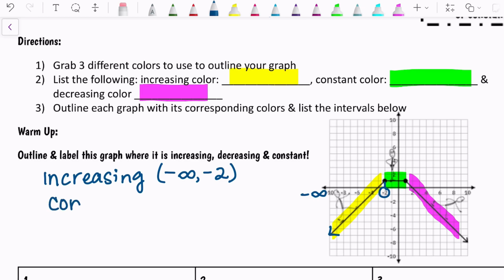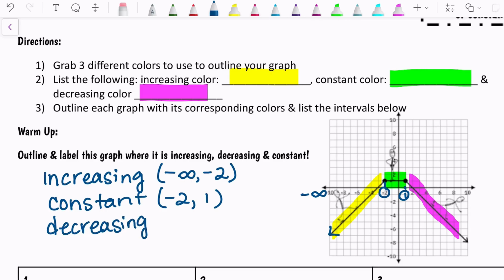So just using parentheses in this video, it is constant from -2 until this x value, which is 1. So from -2 until 1 are the x values where it is constant, and then it is decreasing starting at 1, and it's going to decrease forever to the right, which we call infinity.